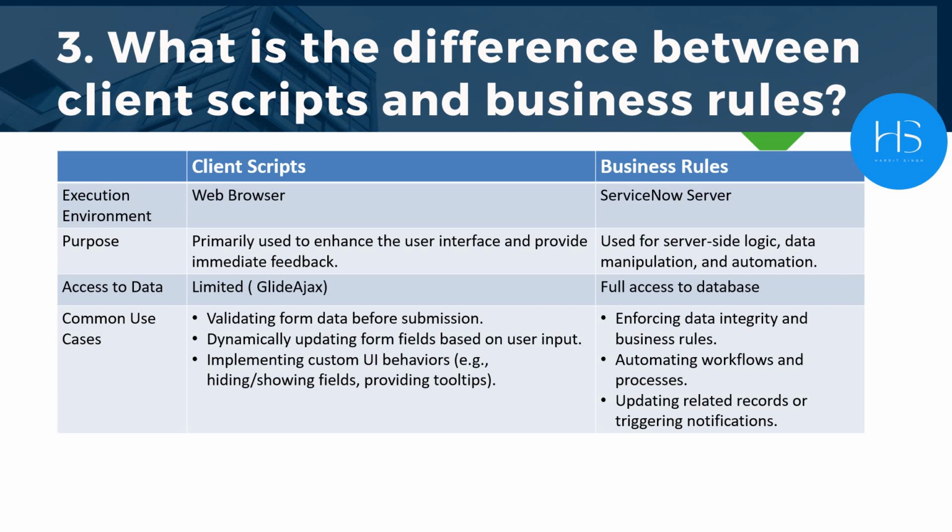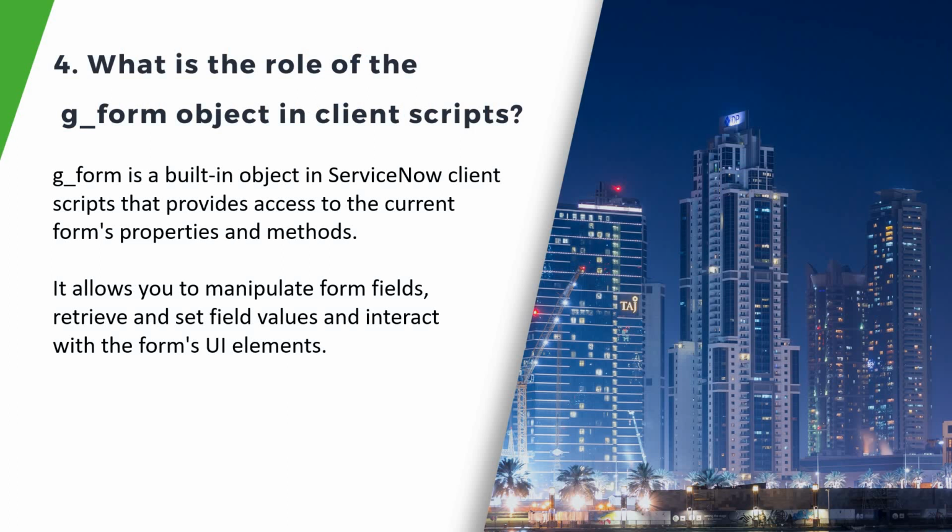Moving on, the fourth question is, what is the role of g_form object in client scripts? So this is an object only available in client scripts, and it provides access to the current form's properties and methods. There are many methods available in this object which will allow you to manipulate form fields, retrieve data, set values, and interact with form UI elements. As we discussed earlier, we can show or hide fields using client scripts, maybe make some fields mandatory. That is done using the g_form object.